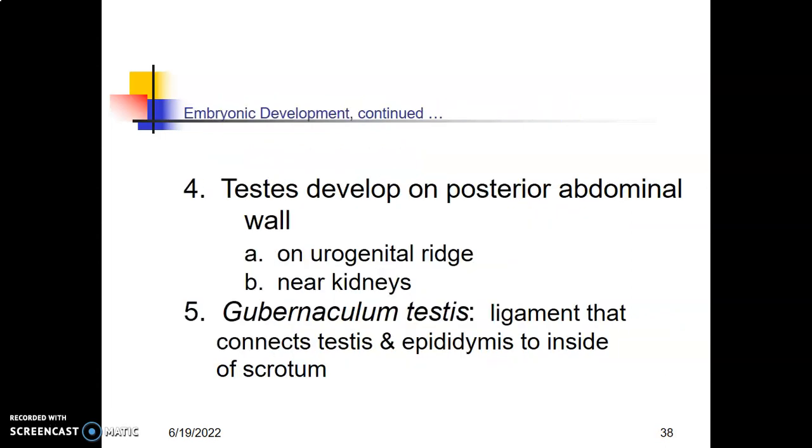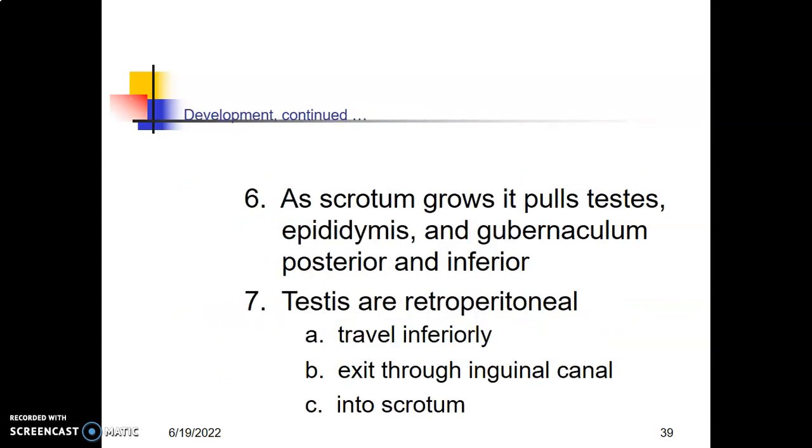The testes develop on the posterior abdominal wall, on the urogenital ridge, which remember is mesodermal in origin, and the germ cells come from the yolk sac. Then we have what we call the gubernaculum testis, which is just a ligament that connects the testis and epididymis to the inside of the scrotum. As the scrotum grows, it pulls the testis, epididymis, and gubernaculum posteriorly and inferiorly.